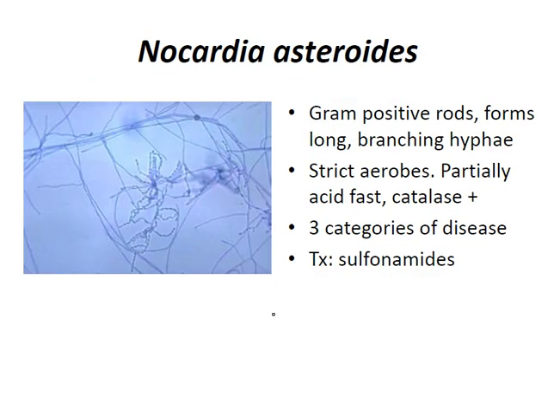Okay, now let's move on to Nocardia asteroides. So Nocardia asteroides is a gram-positive rod. It forms long branching hyphae, just as who? Actinomyces. He is a strict aerobe, partly acid-fast, and catalase positive. He causes 3 categories of disease.